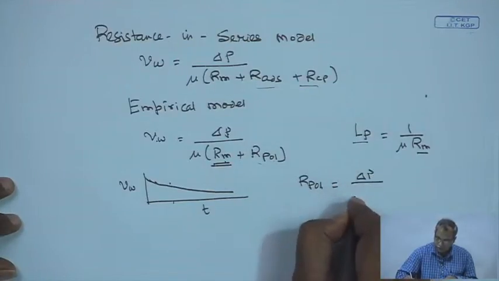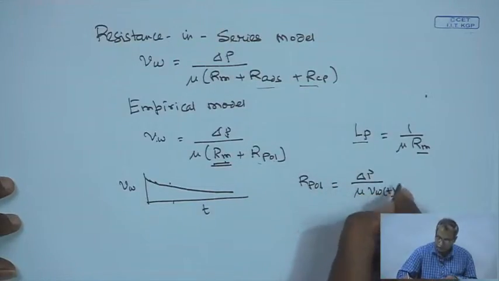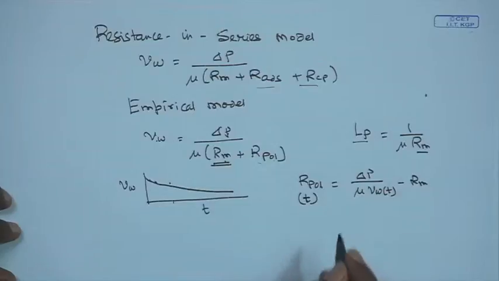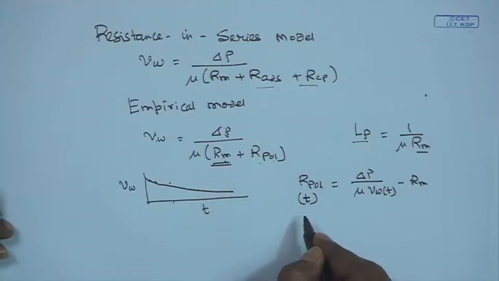So, we can calculate the polarization resistance at every time point. That will be nothing but mu Vw, which is a function of time, minus Rm. So, we will be getting the polarization layer resistance at every time point, and then we will be getting these values of the polarization resistance for different operating pressures and operating times.